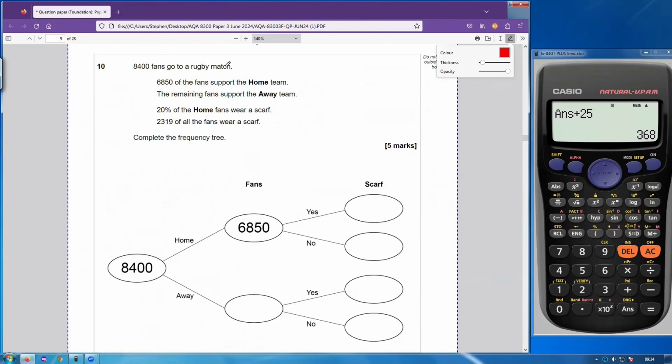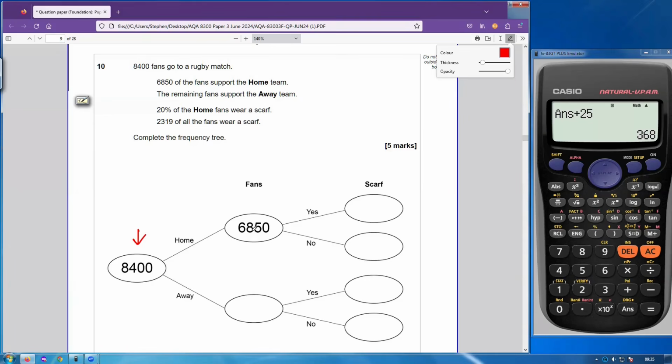8,400 fans go to a rugby match. There they are in there. 6,850 of the fans support the home team. So there's our home team here. Yes, home team, and that's the fans. The remaining fans support the away team. Okay. 20% of the home fans wear a scarf. That's going to go in here. 2,319 of all the fans wear a scarf.